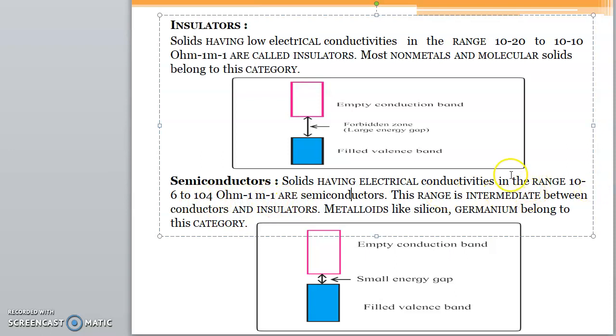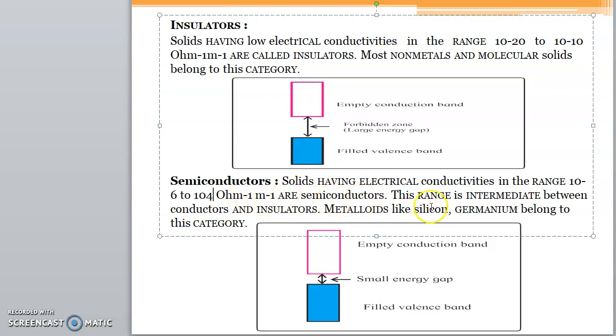Now, verbally, I'm telling you this is 10 raised to minus 20, this is 10 raised to minus 10, but on the screen, it looks as if it is 10 raised to 10 minus 20, 10 raised to minus 10. So please be very careful. Okay, so it's 10 raised to minus 20 here, 10 raised to minus 10, and this is 10 raised to minus 6, 10 raised to 4. So when I send you the notes, my dear students, I'll make this slight change in the notes, and then I'll send it to you. So even this is ohm raised to minus 1, m raised to minus 1.